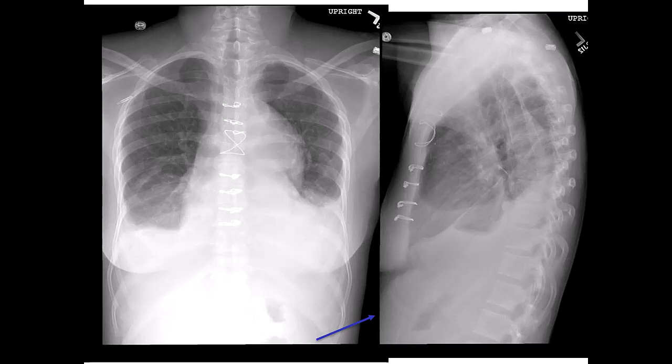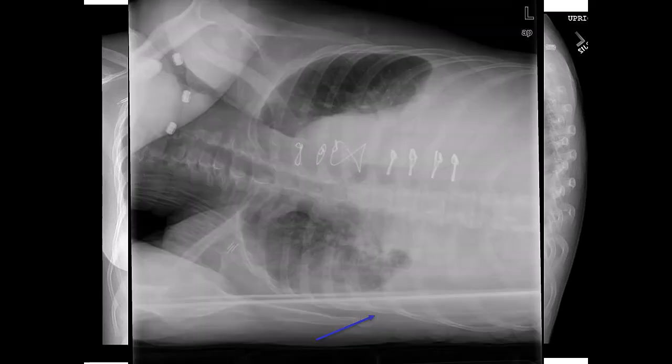Let's take a look now at a decubitus view. Notice here we have the patient lying on their side, and we can see the air fluid level down at the bottom of the image.